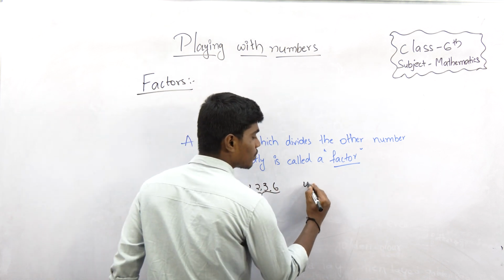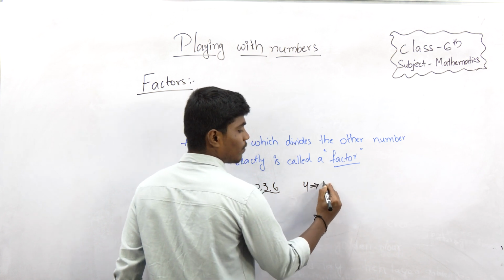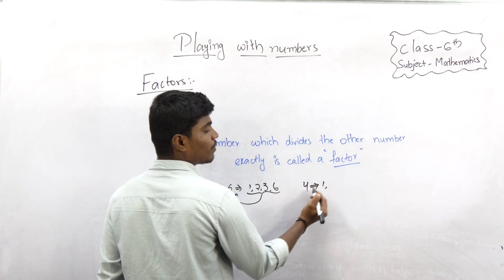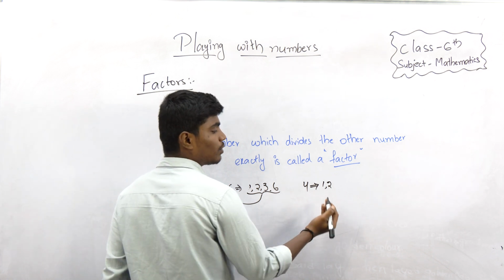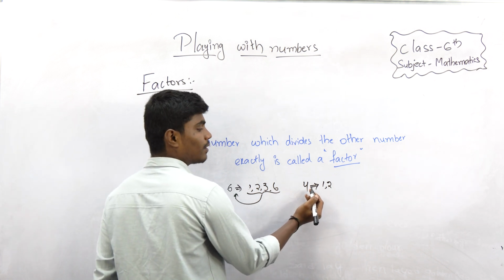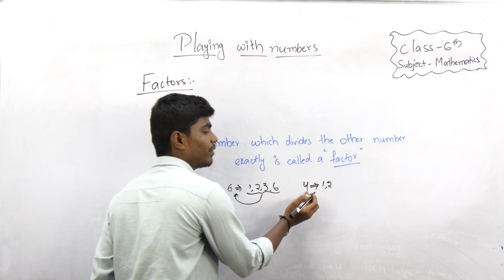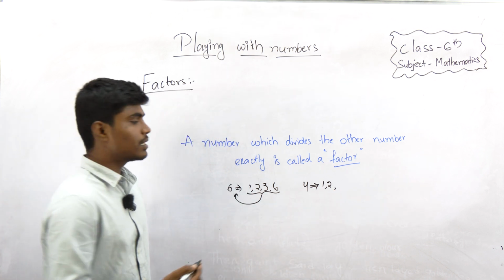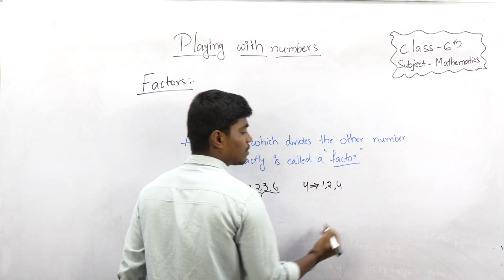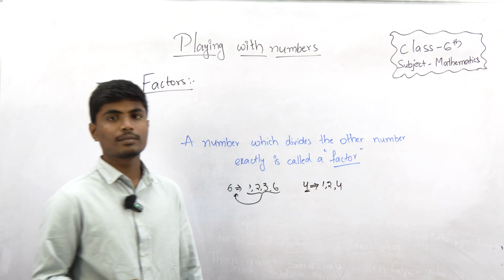And if we take 4, see, 2 twos are 4. So 2 divides 4 exactly. Now come to 3. 3 does not divide 4 exactly. So 3 is not a factor. Now 4. 4 ones are 4. Leaves a remainder 0. So 4 also divides 4 exactly.